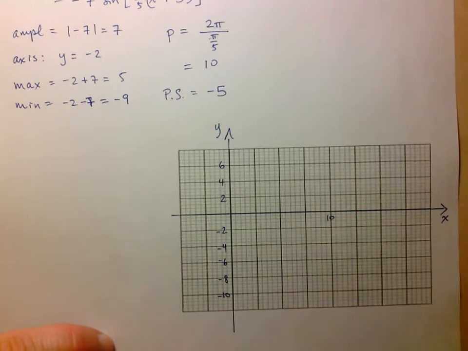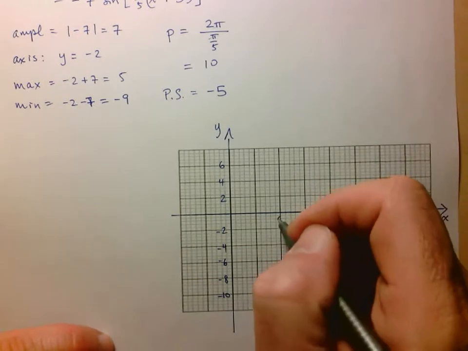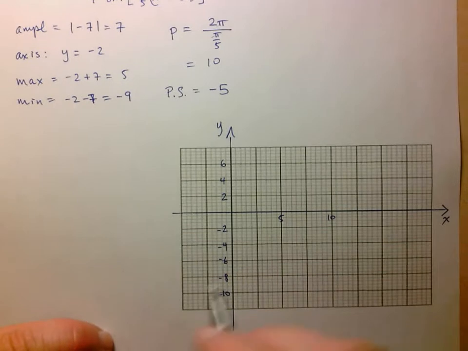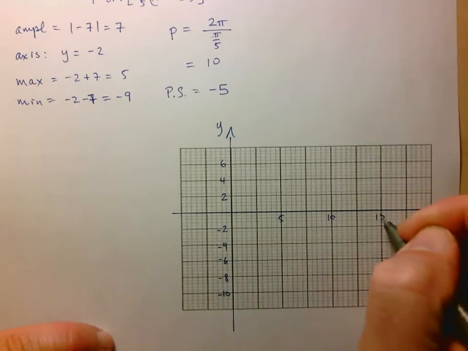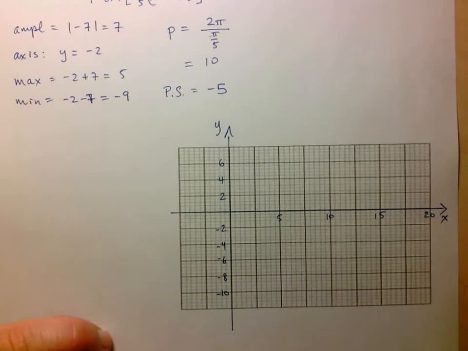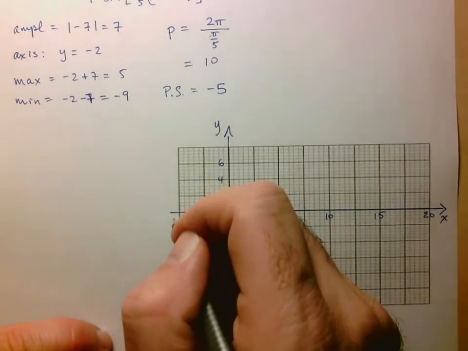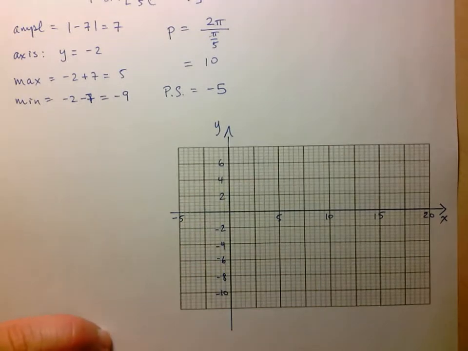There you go. That's going to be my period. Okay, so this will be 5, 2.5, 7.5, 1, 2, 3, 4. There we go. That'll be a second period length. Okay, and then here we've got -5 on the other side.